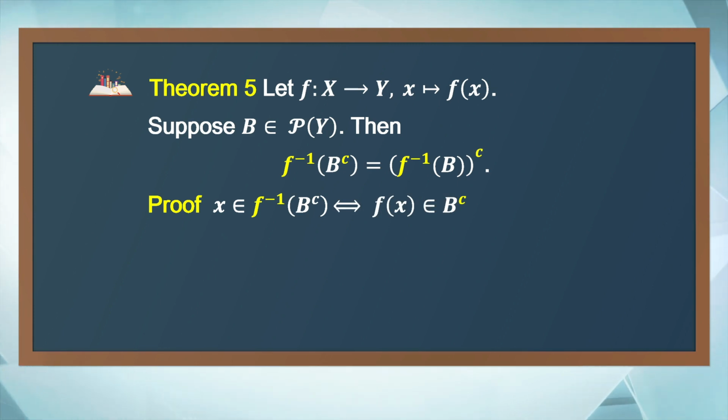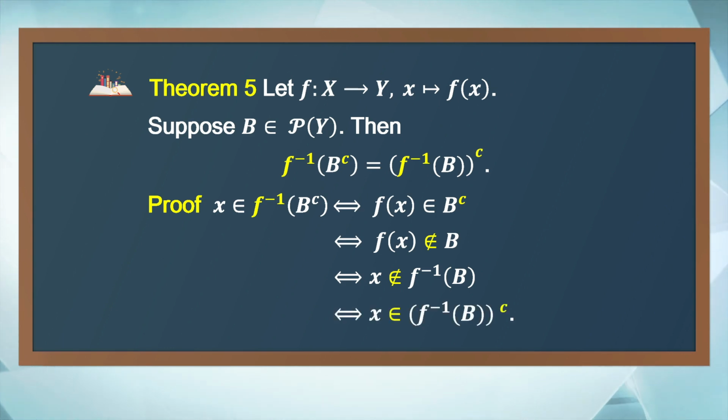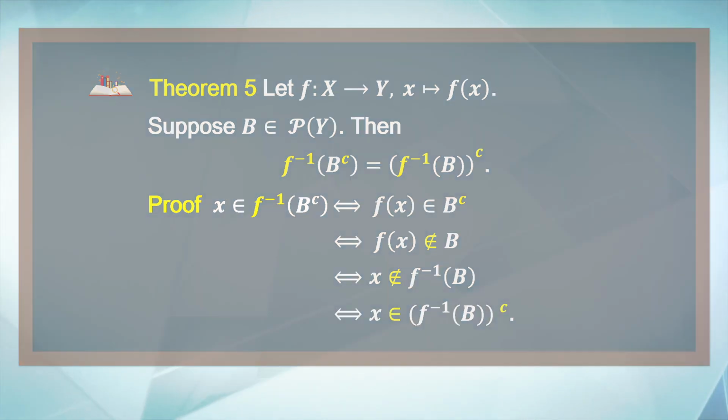On the one hand, suppose x is in the preimage of the complement of B, so f(x) is in the complement of B. That is, f(x) is not in B. In other words, x is not in the preimage of B. So, x is in the complement of the preimage of B.